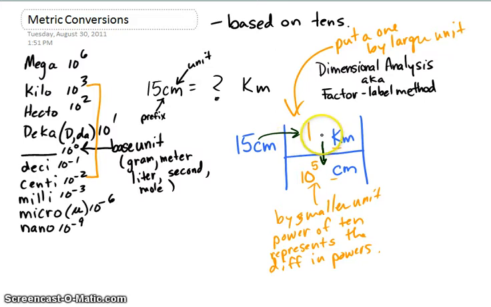15 times 1 is 15. 15 divided by 10 to the 5th. I can do that one in my head, but you may want to use a calculator. You're going to get 1.5 times 10 to the -4th.